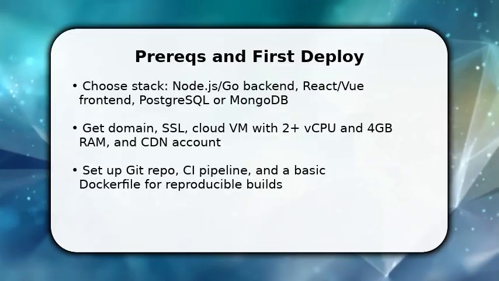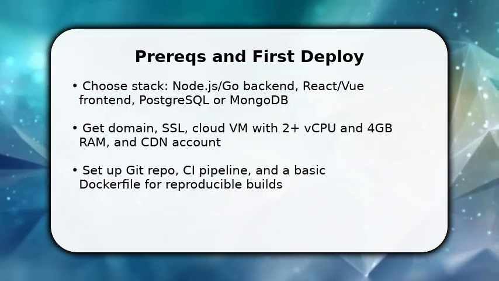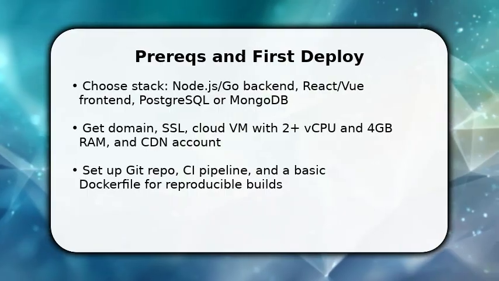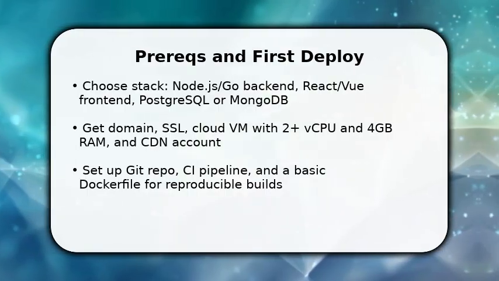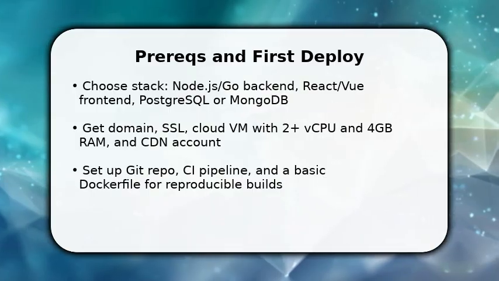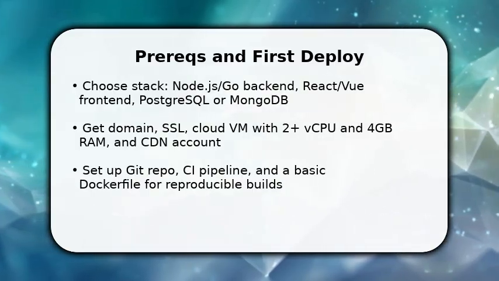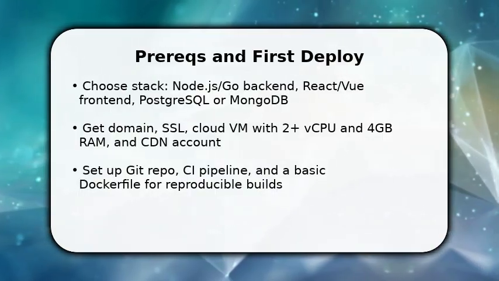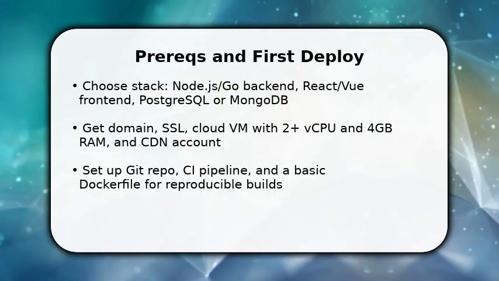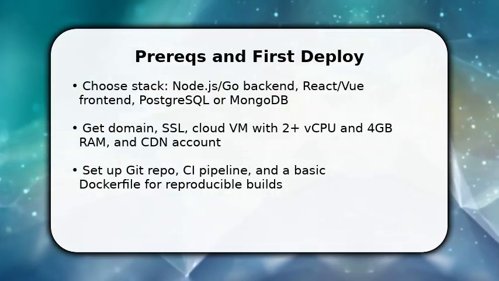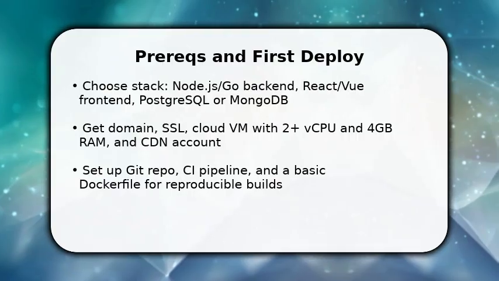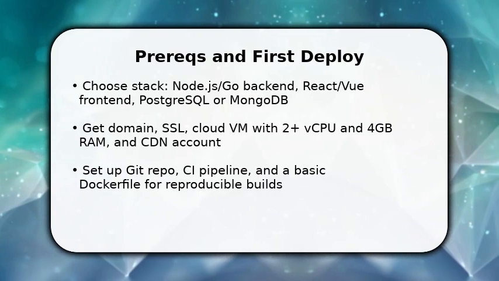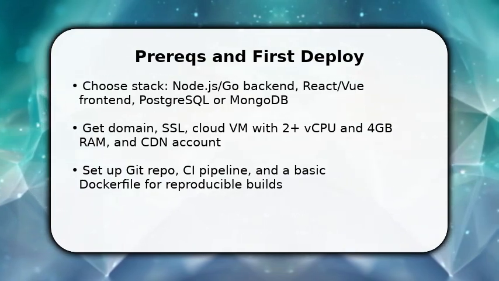Enjoy the video. You start by locking core prerequisites: a backend language, front-end framework, storage, domain, and SSL. Once chosen, provision a cloud VM with at least 2 vCPUs and 4 GB RAM, register a domain, and enable a CDN. Then initialize a Git repository, create a Dockerfile, and wire basic CI to build images automatically. Make sure to configure environment variables securely. Use a secrets manager. This gets you a reproducible, deployable foundation, so you can stream reliably from the first push.